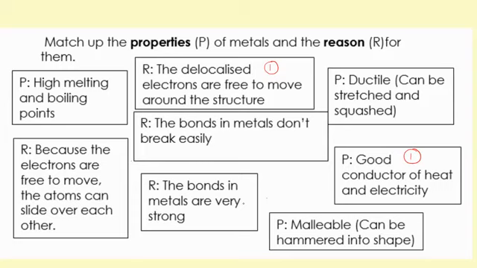Right, so the other reasons we've got: the metal atoms can slide over each other. The bonds in metals don't break easily. The bonds in metals are very strong. So high melting and boiling points, let's call that 2. So they've got high melting and boiling points. The reason for that is that the bonds in metals are very strong. And the metallic bond is the attraction between positive ion and the delocalized electrons.